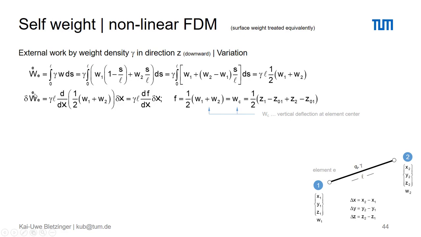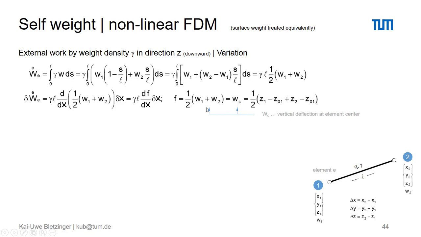Next, we have to determine the contribution to the virtual external work of the element. Again, we apply the chain rule, taking the respective derivative of the work, and post-multiply that with the variation of the free variable. You see here F popping up. That's simply a simplification of the arithmetic mean of these two deflection components, which is nothing else than the deflection at the center of the element. We can replace the vertical deflection component by the difference of the actual vertical coordinate and the vertical coordinate in the reference configuration. So we do that for node 1 and for node 2.